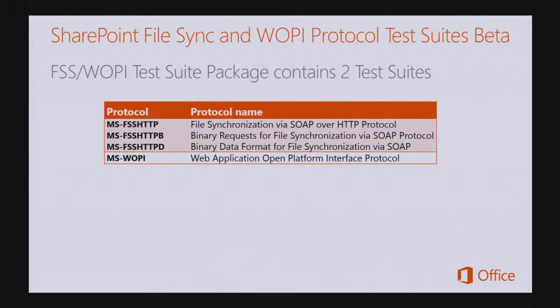Here is the FSS and WOPI package. It contains only 2 test suites, but 4 protocols, because FSS HTTP contains FSS HTTP operations and B operations, and also contains the FSS HTTP D data structure. So we put them in one test suite to test them together. The total number of test cases is about 600.